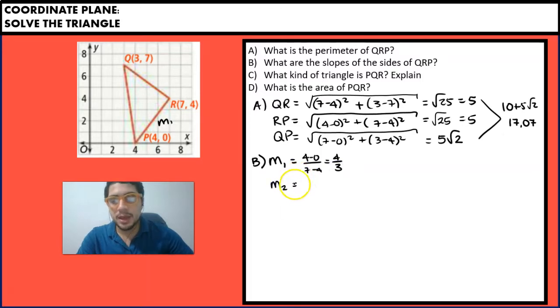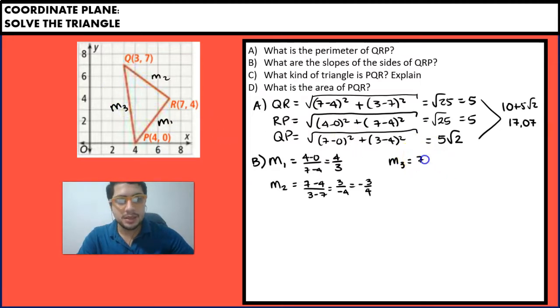It's very, very simple. So M2 is going to be this one, so QR. That second slope is going to be 7 minus 4 divided by 3 minus 7. And this is going to give us a value of 3 divided by negative 4, which is minus 3 divided by 4. And then, last but not least, we're going to have our slope, or M3, which is going to be this value right here. So it's going to be 7 minus 0 divided by 3 minus 4, which is 7 divided by minus 1, which is going to give us a slope of minus 7.